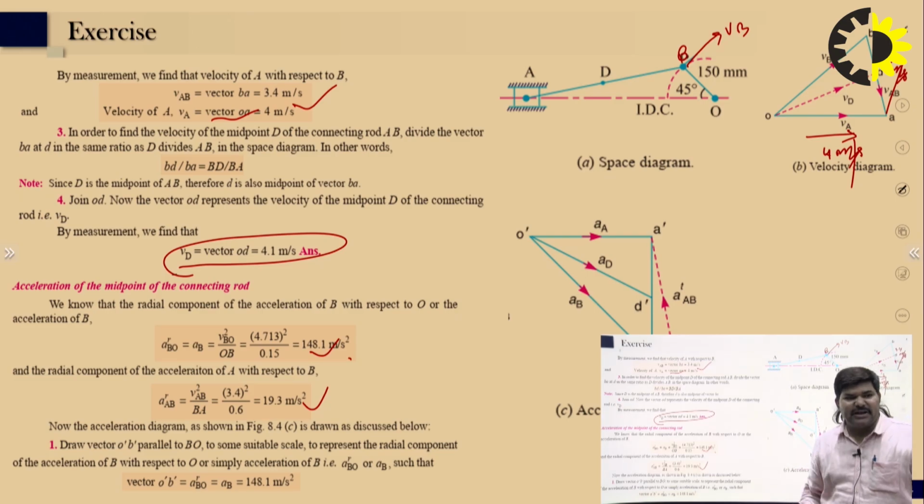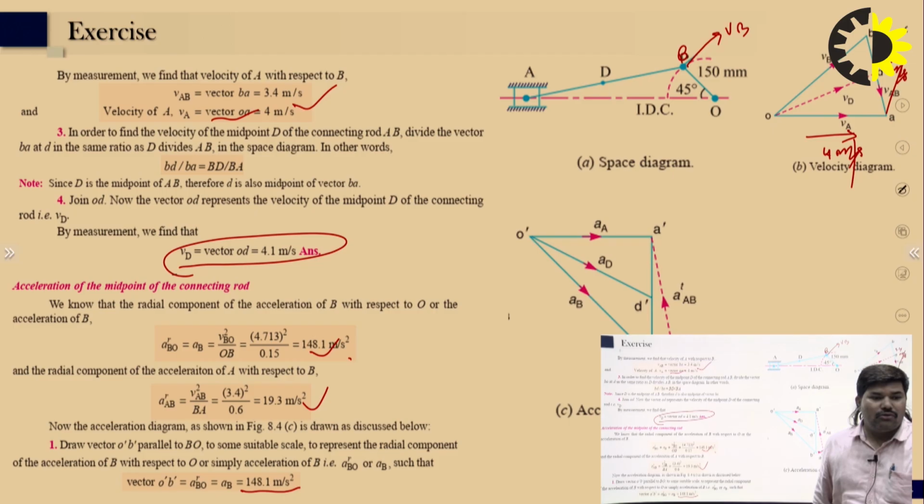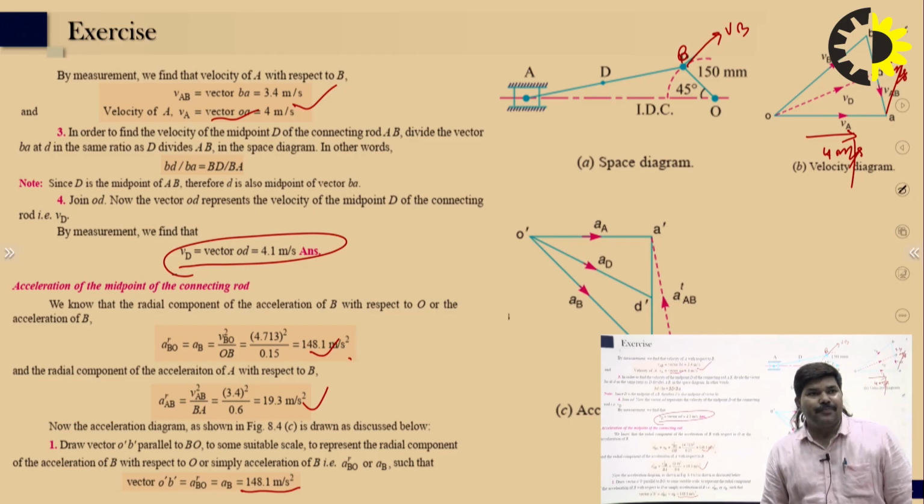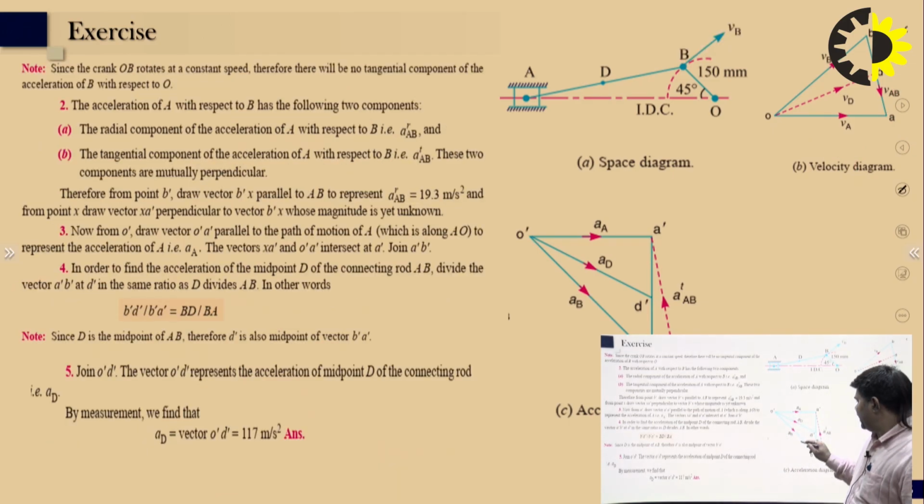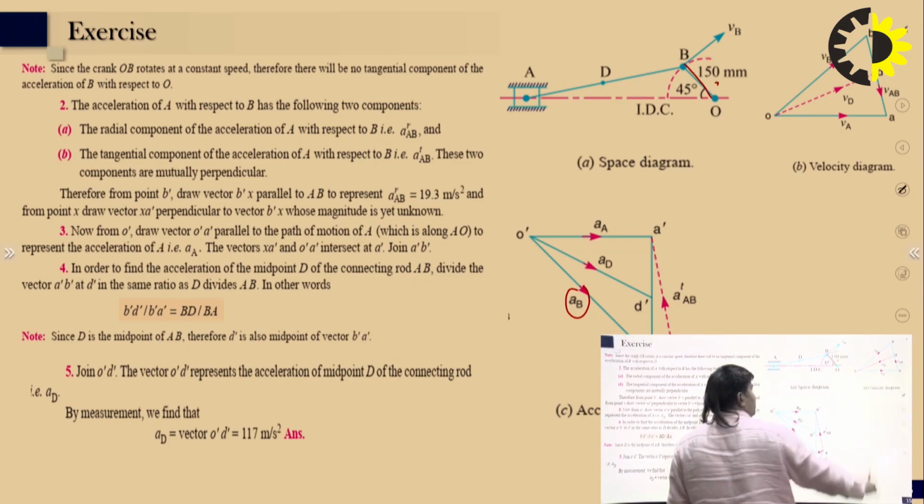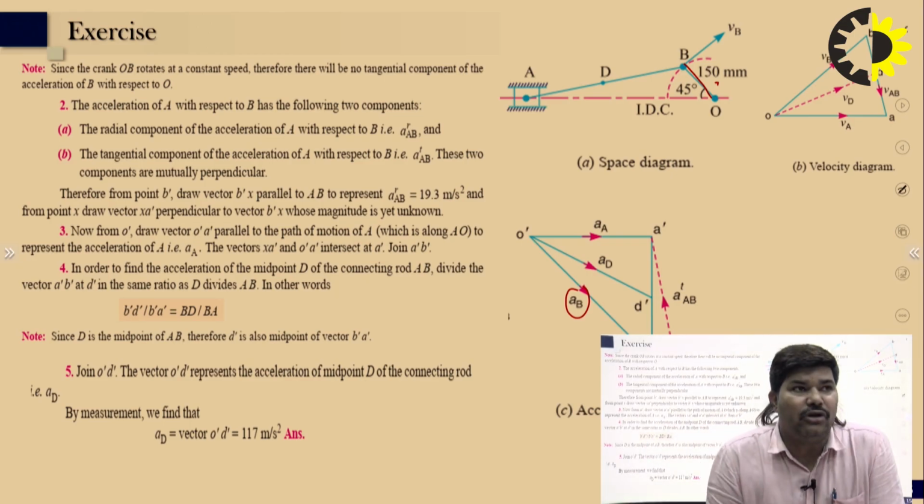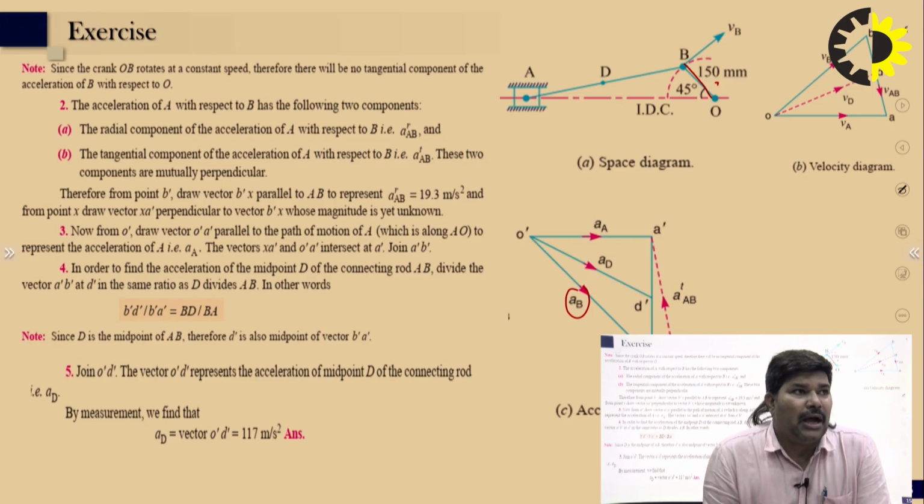Some suitable example represents the radial component, because for that link there is no tangential component. So O dash B dash, the value becomes 148.1 meter per second. So we draw the vector from O dash to B dash, that represents the acceleration of B. After that, that is completed, there is no tangential component of this, because OB rotates at constant speed, therefore there is no tangential component of the acceleration of B with respect to O.